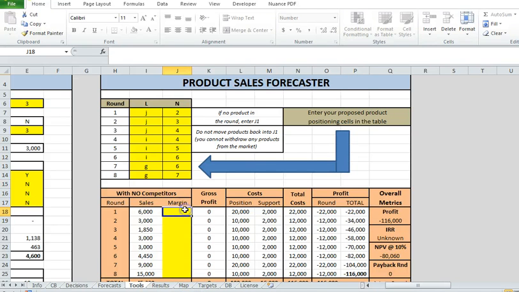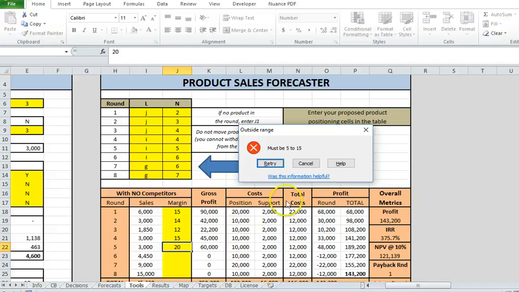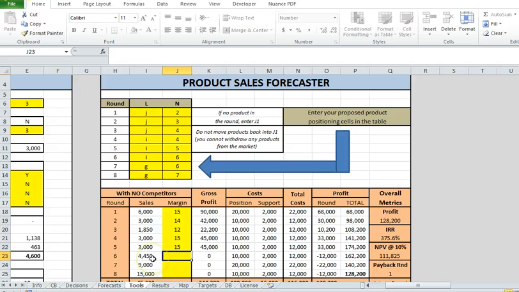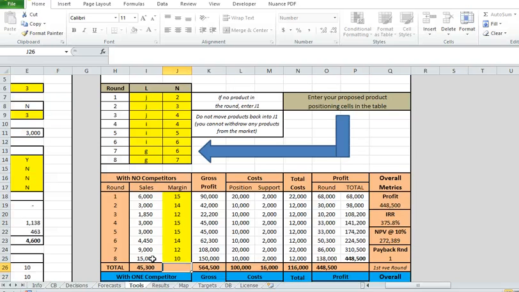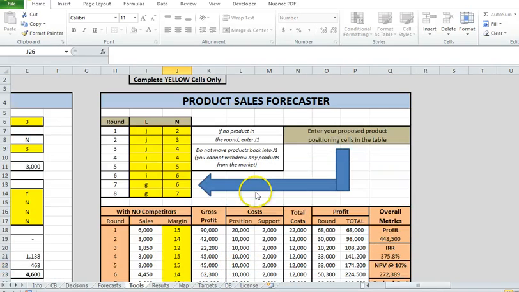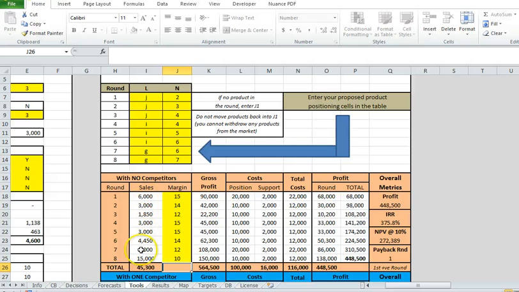So let's say we're going to be 14 and then 15. So we're going to change our price from time to time. It's just a check to say, make sure we're entering the right amount. And basically what it tells me is in each of these rounds, so round 1 to 8, I will sell that many units, that amount over the total time.